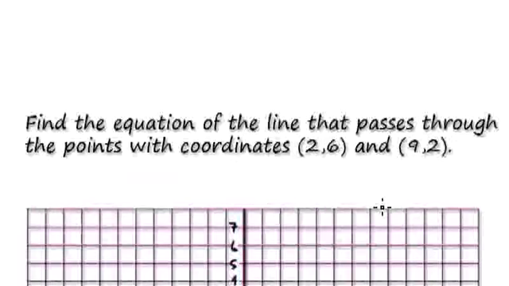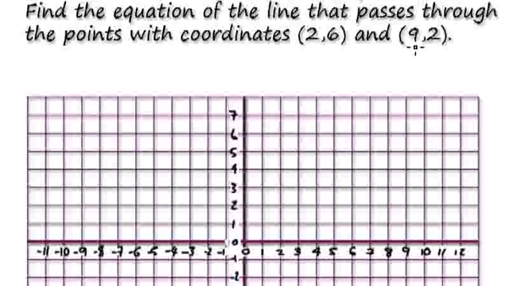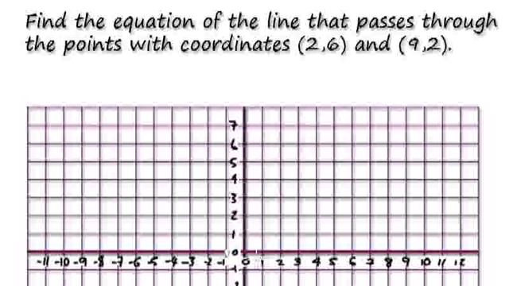Okay, let's give you guys some more practice. Find the equation of the line that passes through this point and this point here. This first point here is two across, 6 up, so it will be right here. The second point is 9 across, 2 up, so 9 across, 2 up would be here.